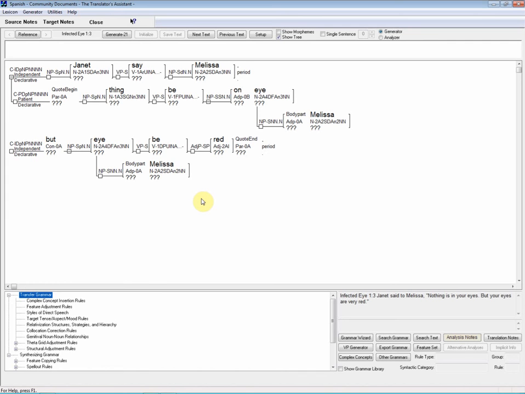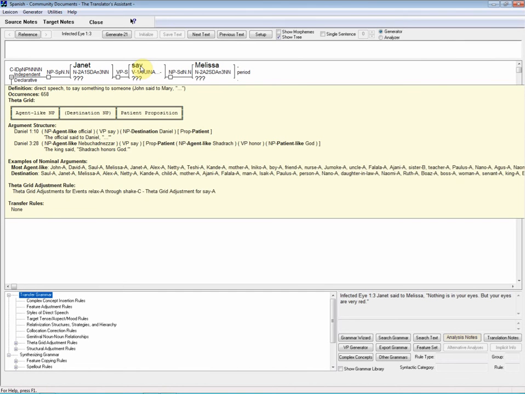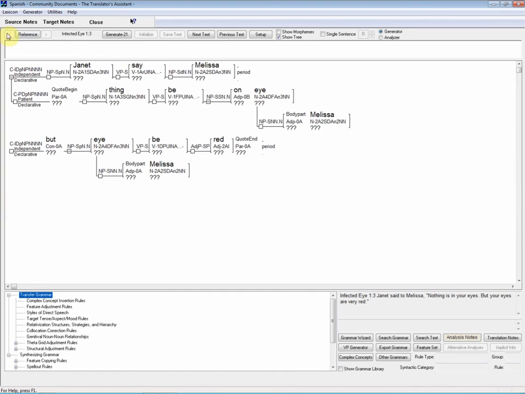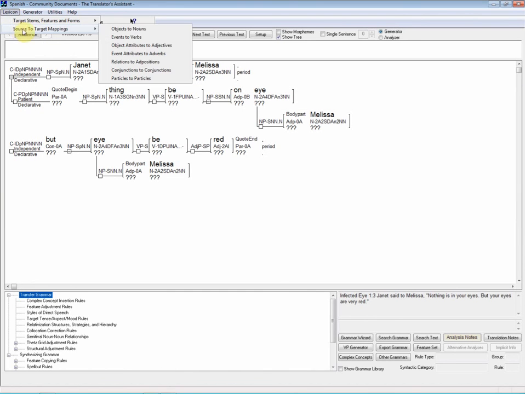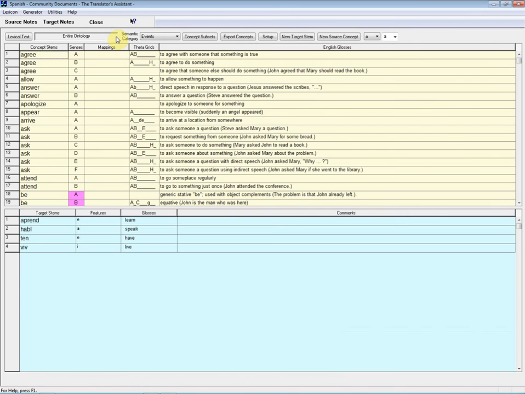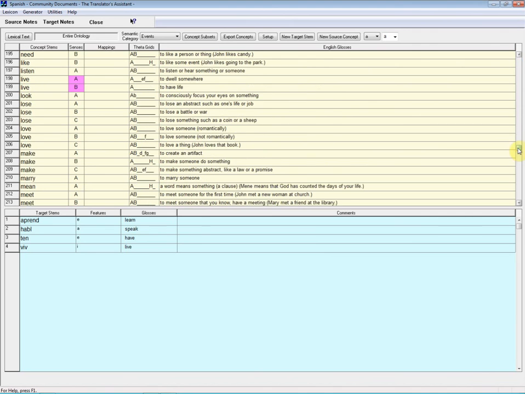So in this semantic representation, all these English-looking words here are actually links to concepts. If we look at the say thing, you can see that it's linked to this concept that has a definition and has argument structures. It has some examples. You can push the lexicon button and look in the ontology at all the different concepts that we have. And let's go down and look at say.